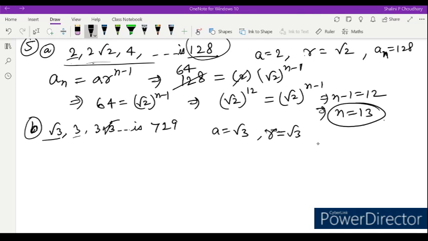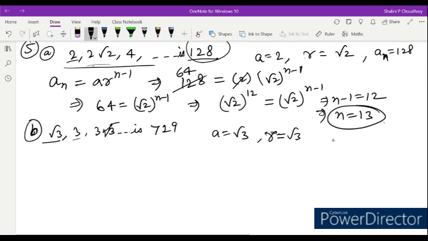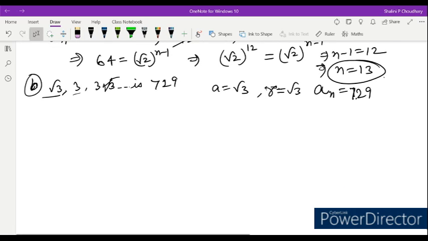Okay, now we have to find out the value of n. It means an is equal to 729. Now n we have to find out. So basically, what we'll do here: an, what is it?